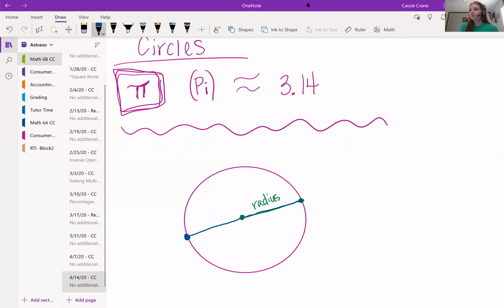Yeah, that's true. So the whole thing then is the diameter. And since it goes through the center, that means it is twice the length of the radius, or the radius is half the length of the diameter. So if we know the diameter, let's say the diameter of this circle they've told us is 12, then what is the radius?